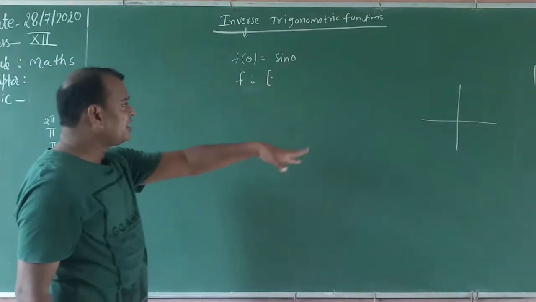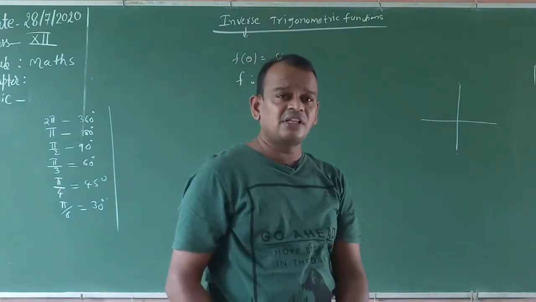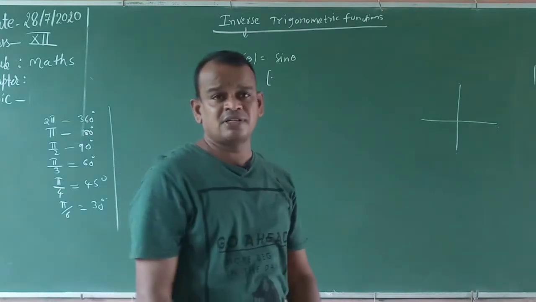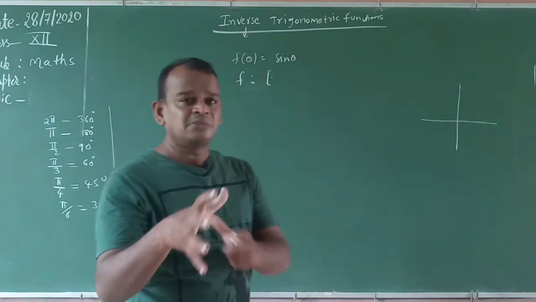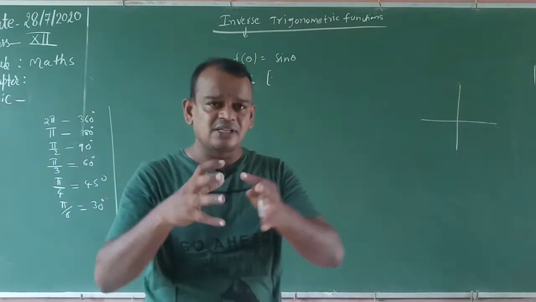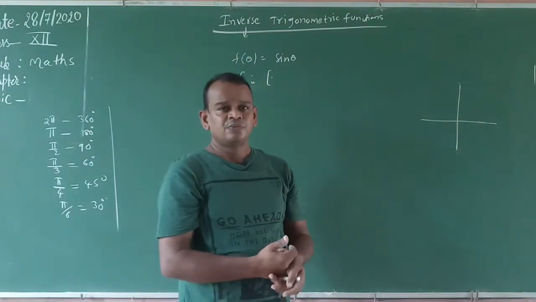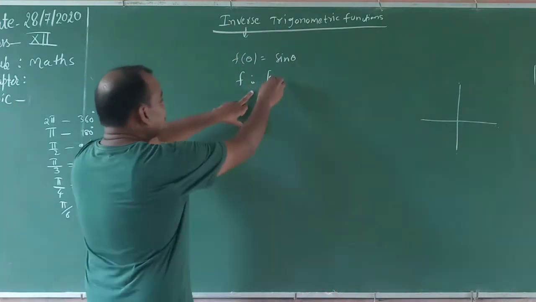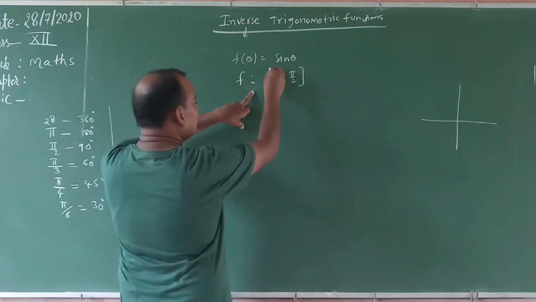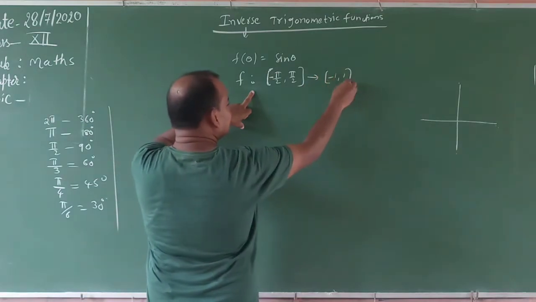But in that interval, is the function sine a bijection or not? Whenever the function is a bijection, then it is an invertible function, otherwise it has no inverse. That's why in some limits the function is bijective. Now suppose sine f maps the closed interval minus pi by 2 comma pi by 2 to minus 1 comma 1.